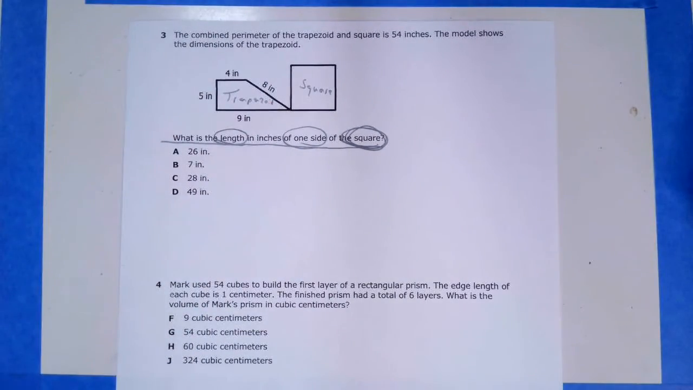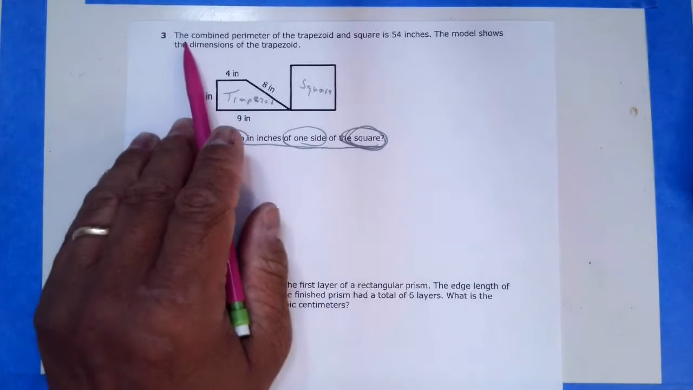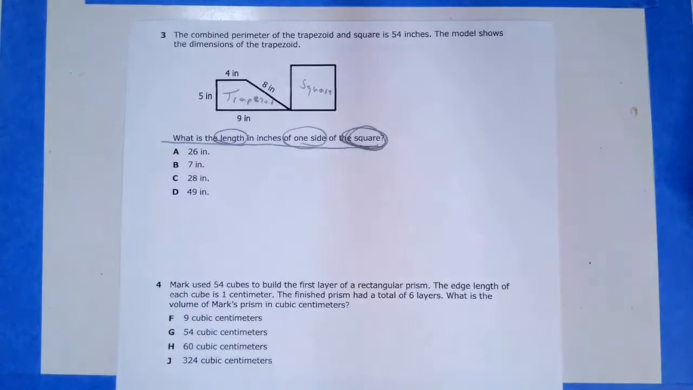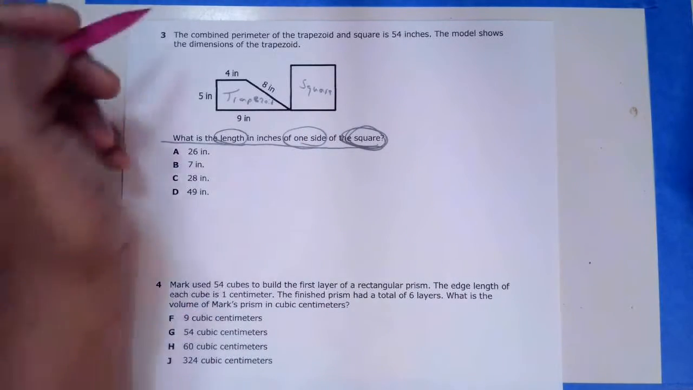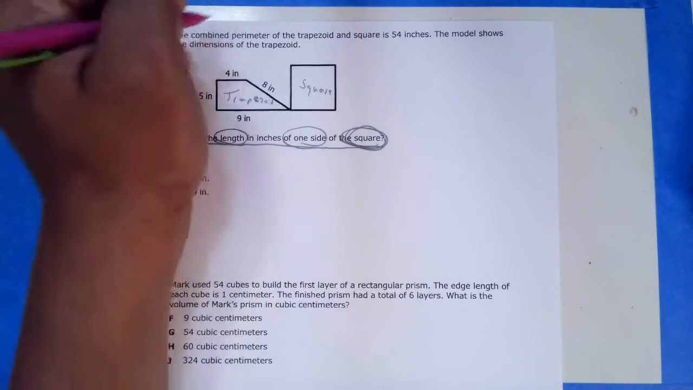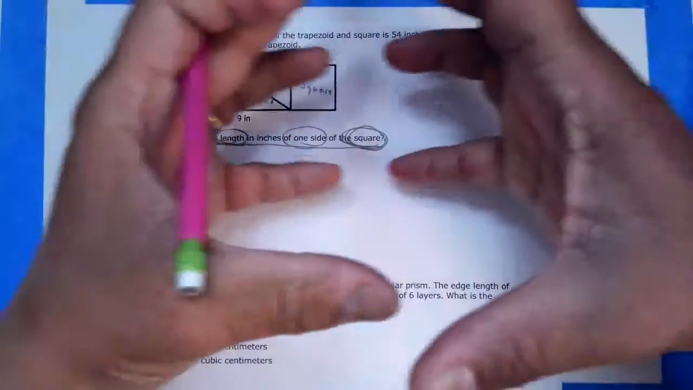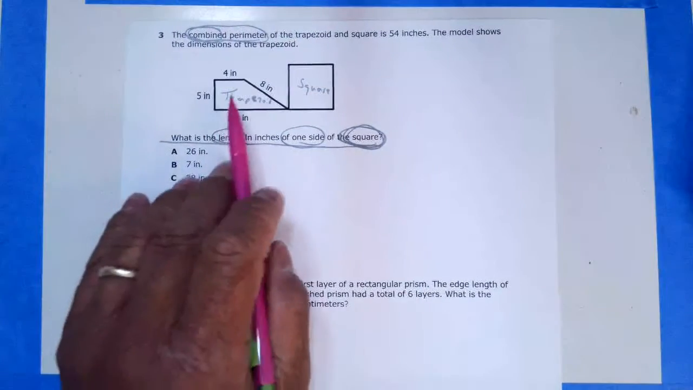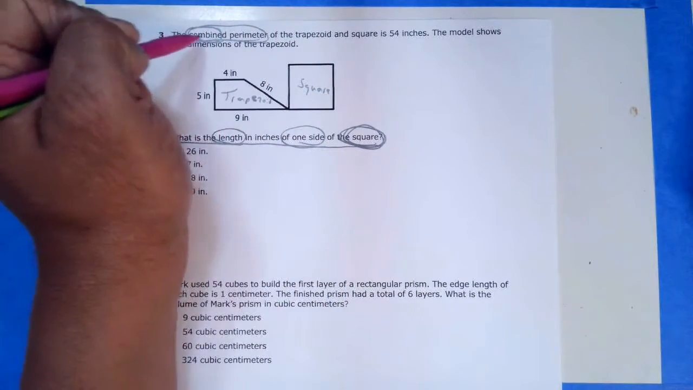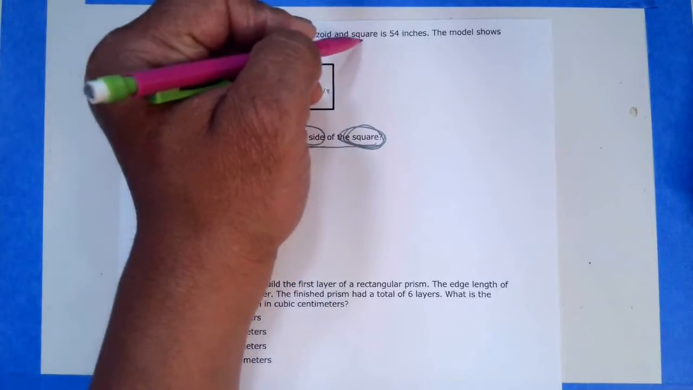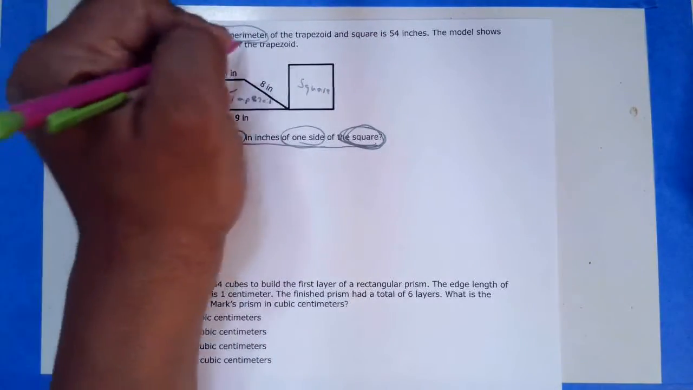Okay, trapezoid. Now, let's go back. It says the combined perimeter of the trapezoid and square is 54 inches. What that means is this: combined perimeter. Combined means you put it together. The combined perimeter of the trapezoid and square is 54 inches.